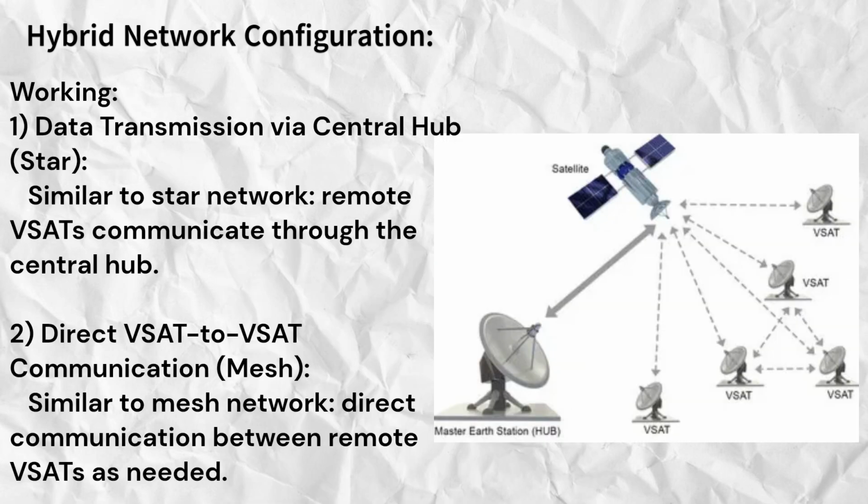Working of hybrid network configuration. Data transmission via central hub, star. Similar to star network, remote VSATs communicate through the central hub. Direct VSAT to VSAT communication, mesh. Similar to mesh network, direct communication between remote VSATs as needed.